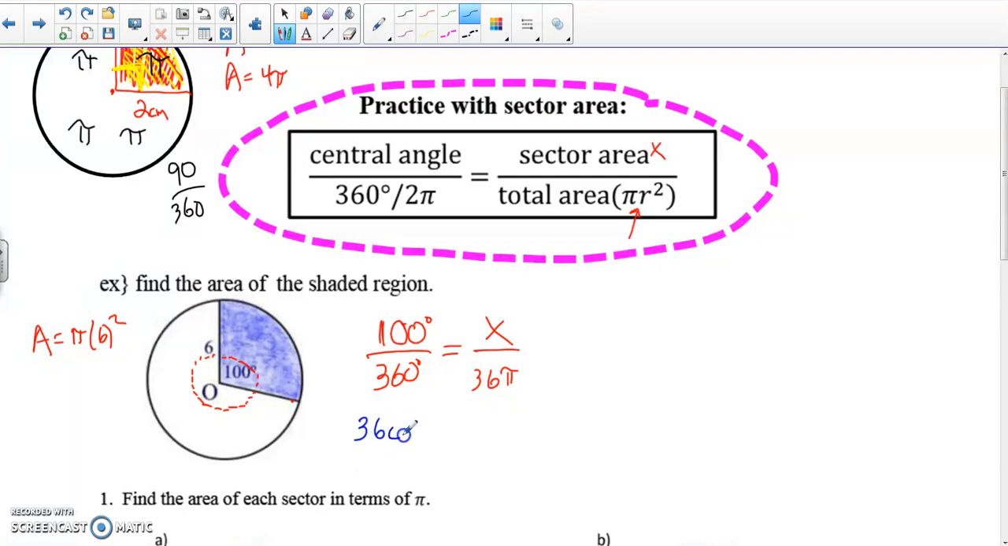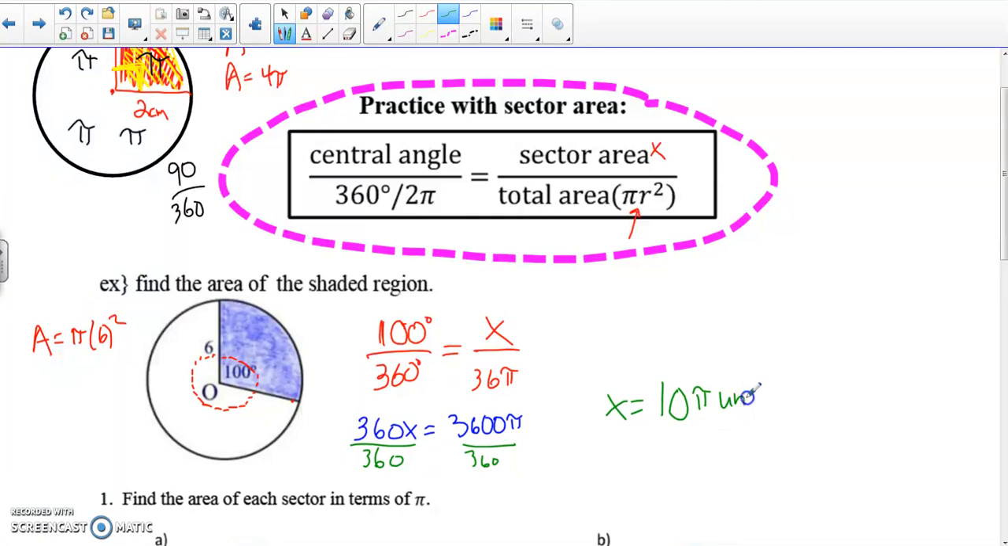We get 360x equals, and this is going to come out to be 3600 pi, so leave the pi out of it for now. And pretty quick and easy to get x by itself. We'll divide by 360. Final answer, 3,600 divided by 360 is just 10 pi.